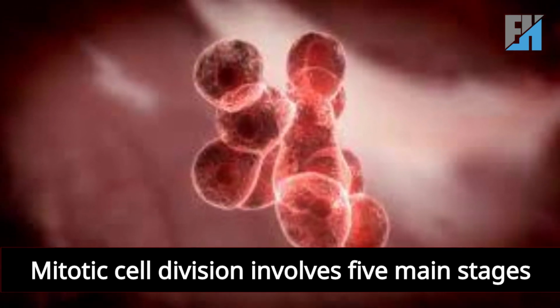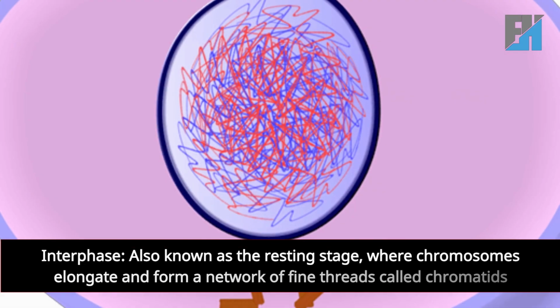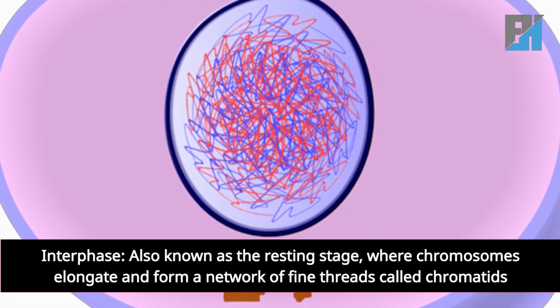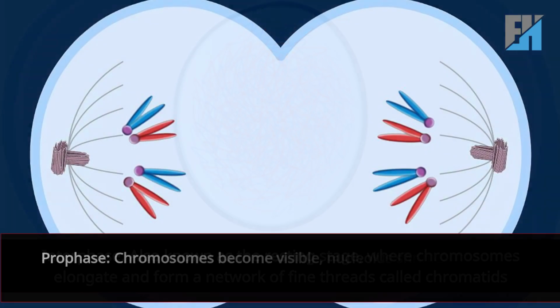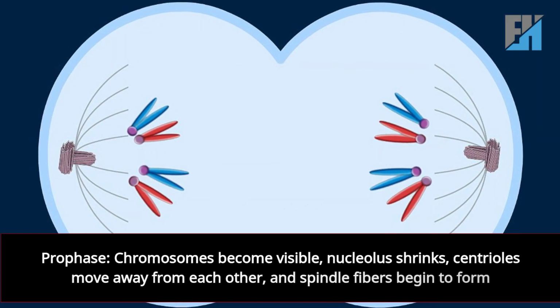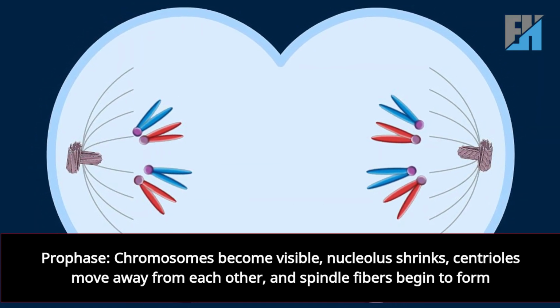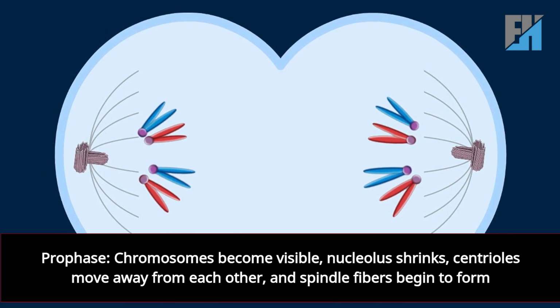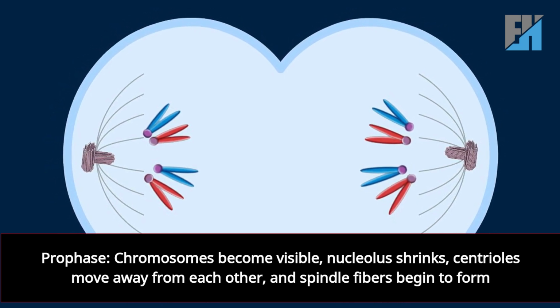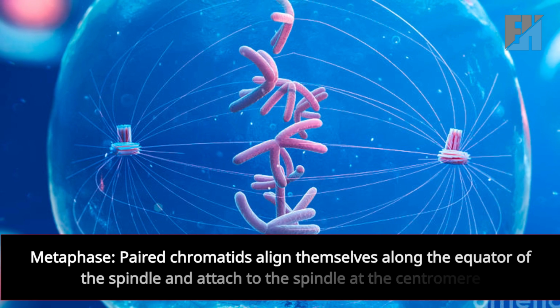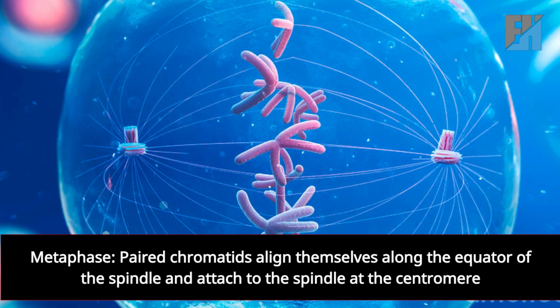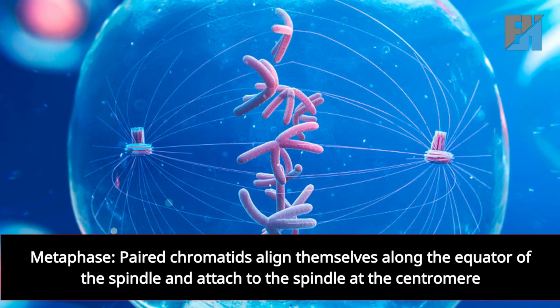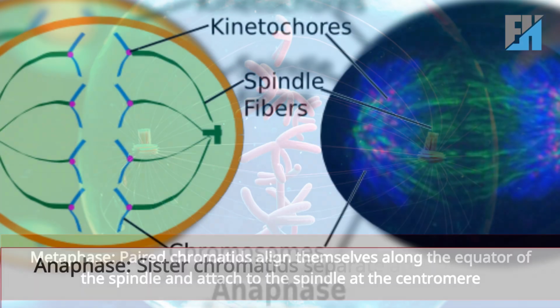Interphase, also known as the resting stage, where chromosomes elongate and form a network of fine threads called chromatids. Prophase, chromosomes become visible, nucleolus shrinks, centrioles move away from each other, and spindle fibers begin to form. Metaphase, paired chromatids align themselves along the equator of the spindle and attach to the spindle at the centromere.